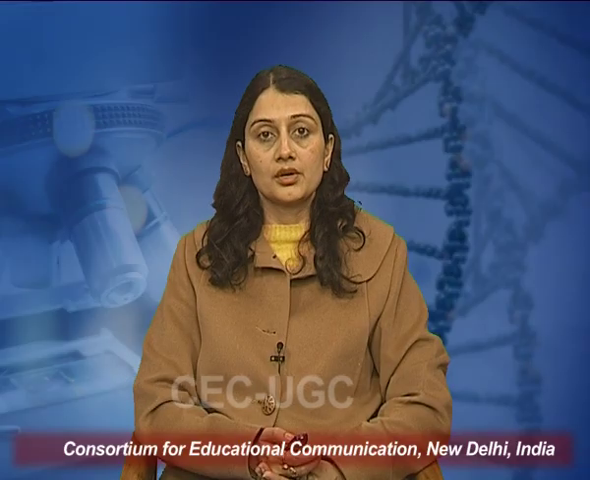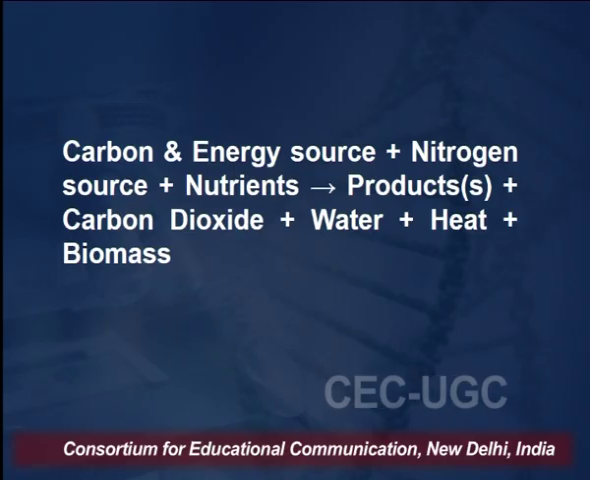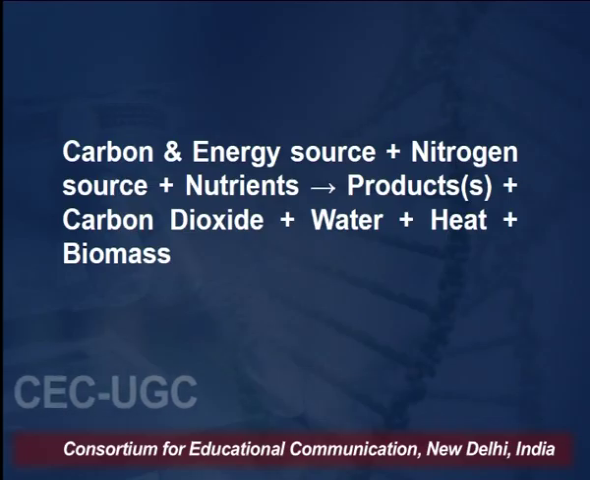So what can be the carbon and energy source, nitrogen source, nutrient source? These would be provided in the media so that you will get your product of interest, which is produced by the microorganism, along with the byproducts such as carbon dioxide, water, heat and biomass. The components of the medias are designed on the above equation using the minimum component required to produce the maximum product yield. So this is the equation. You can note down this equation: carbon plus energy source plus nitrogen source plus nutrients. They will give rise to product, carbon dioxide, water, heat and biomass.